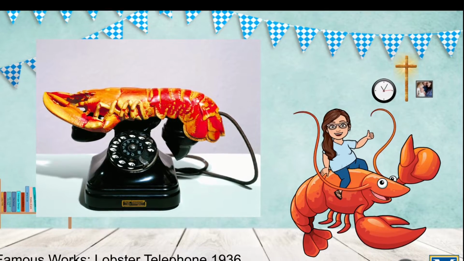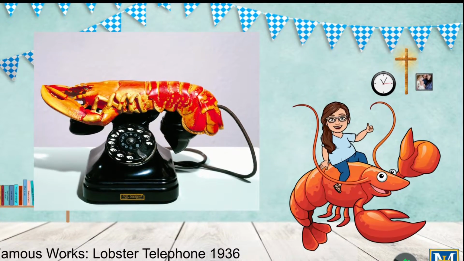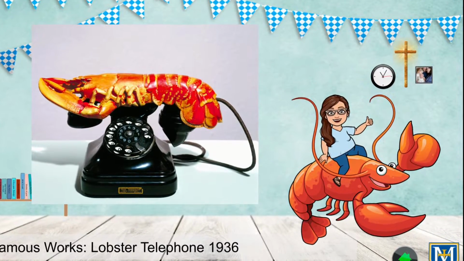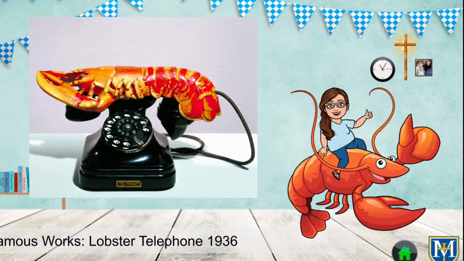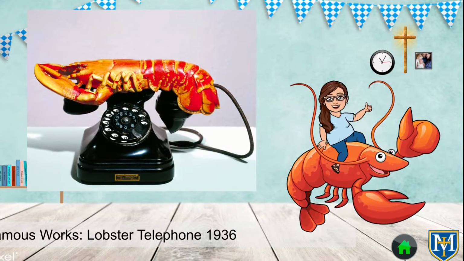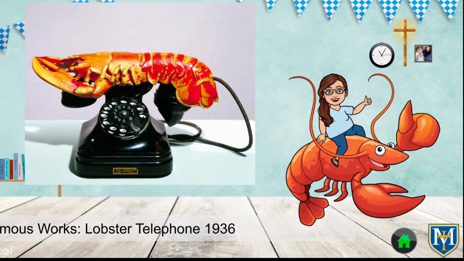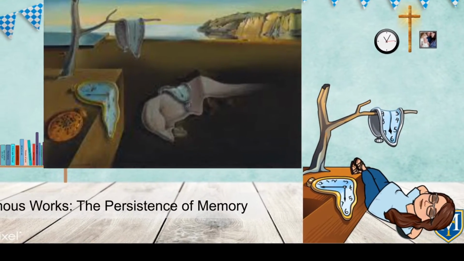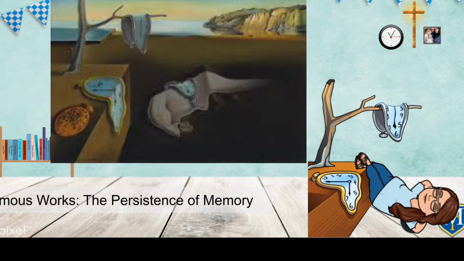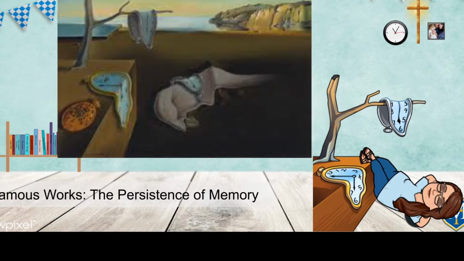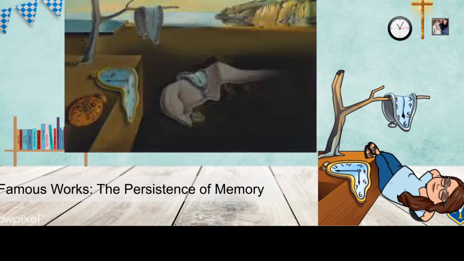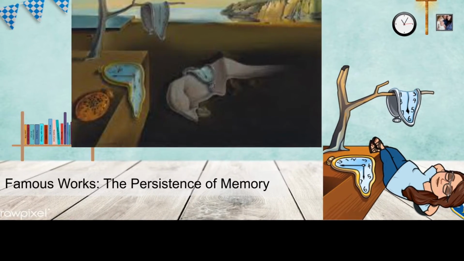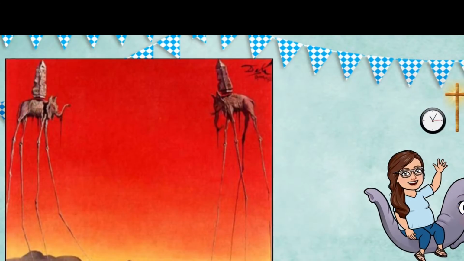This is one of his most famous pieces of art. It's called the Lobster Telephone and was created in 1936. You can tell it's surrealism because it's taking two real objects and putting them in a place that would never exist. And that's the same with this next one. This one's called the Persistence of Memory. And look at those melting clocks. Memory is something that stays with you forever but can fade over time.